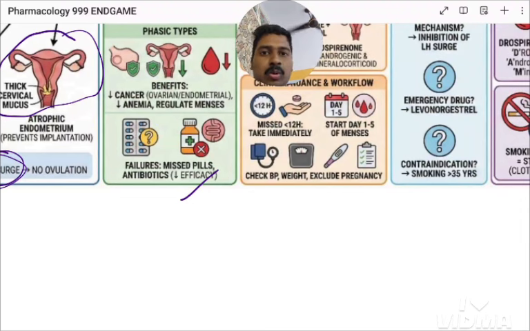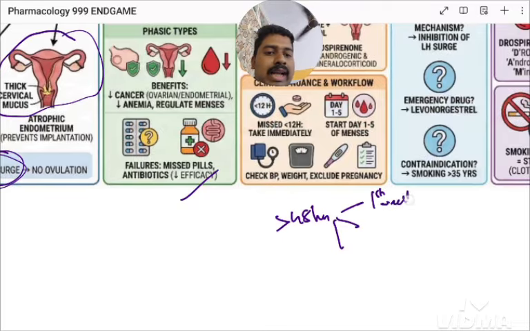Week 1, week 2, week 3, which I am telling, is for more than 48 hours. Less than 48 hours there is less risk because ovulation would be suppressed by then. So if it is more than 48 hours and it is in the first week and intercourse has happened in the last 5 days, then emergency contraception is required.